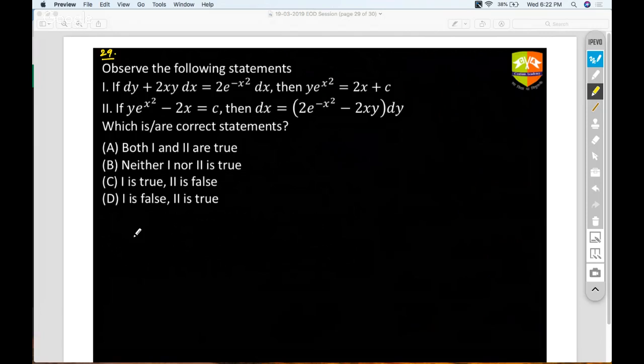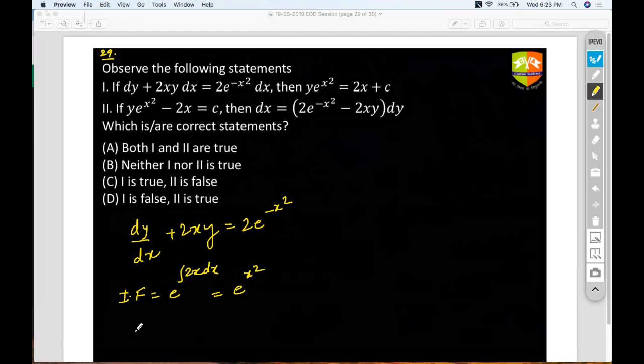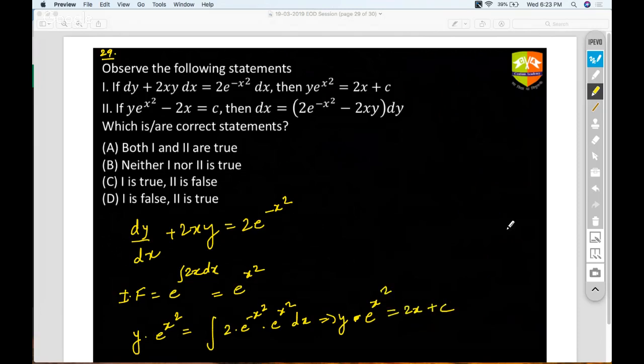Okay, Aditya, Saundarya. All right. If I talk about the first equation, this is actually a linear differential equation. So here the integrating factor is going to be e to the power integral of 2x dx, that's going to be e to the power x square. So your solution is going to be y into e to the power x square equals the integral of 2 into e to the power x square, which gives y e to the power x square is equal to 2x plus c. So statement 1 is correct.